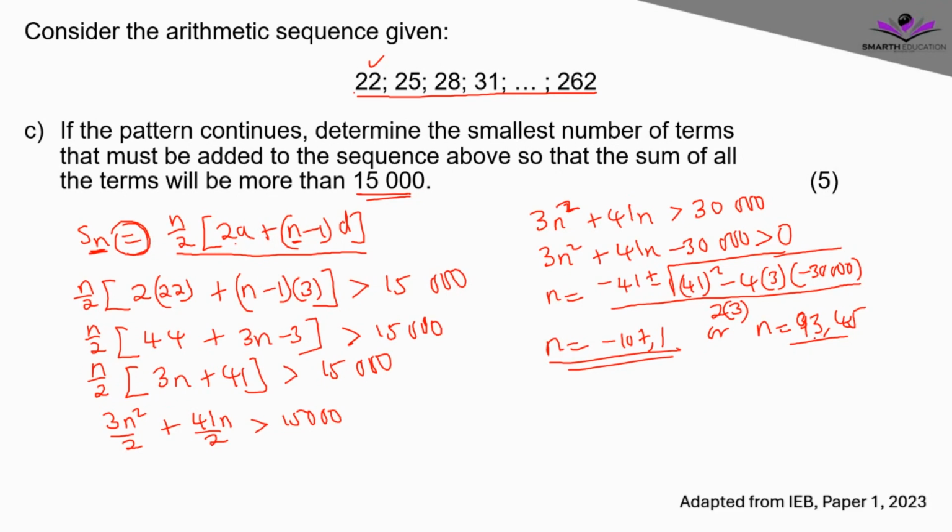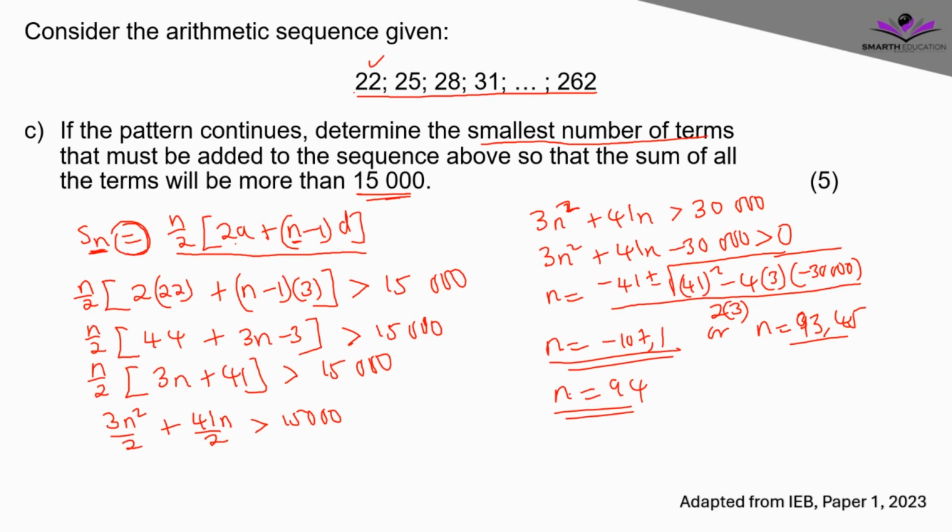or 94? Right, it says, if the pattern continues, determine the smallest number of terms that must be added to the sequence above so that the sum of all the terms will be more than 15,000. So it means we have to add 94 terms. 94 terms will be the smallest number of terms that will give us just above 15,000. If it is 93 terms, it will be less than 15,000. So therefore, n is equal to 94.